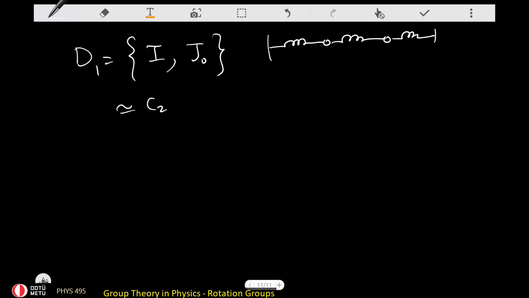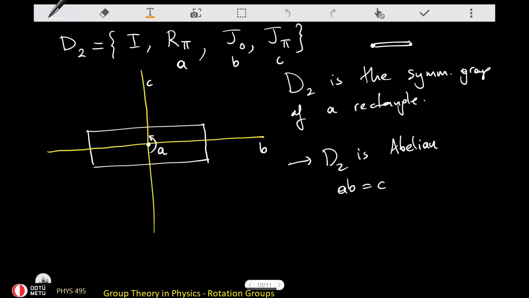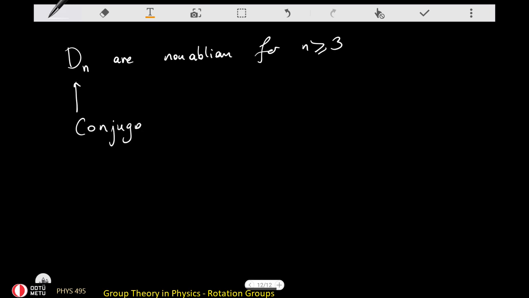But if we just make this exception of D1 and D2, all the other dihedral groups are non-abelian. Dn are non-abelian for n greater than or equal to 3. So as a result, for these kinds of groups, we need to understand the conjugacy relationship.